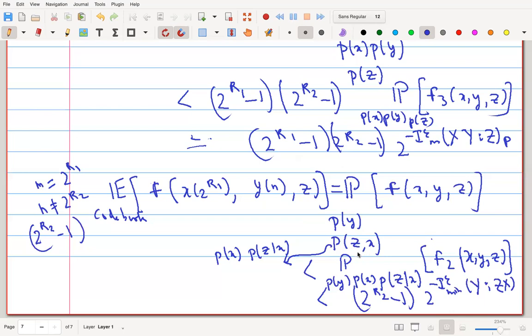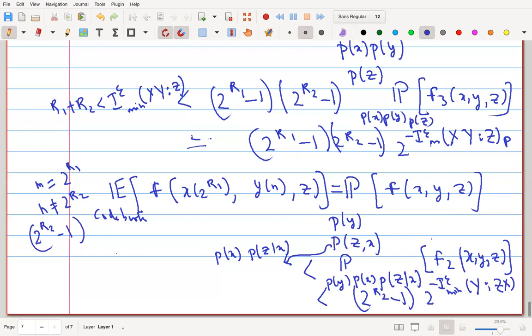And a similar analysis you will have when m is not equal to 2 to the R1, but n is equal to 2 to the R2. So now I want all these errors to add up to less than epsilon or something like that. So what do I need? For this contribution to be small, I need that R1 plus R2 is less than I epsilon min Y colon Z.